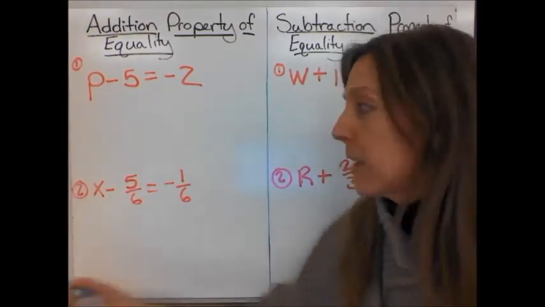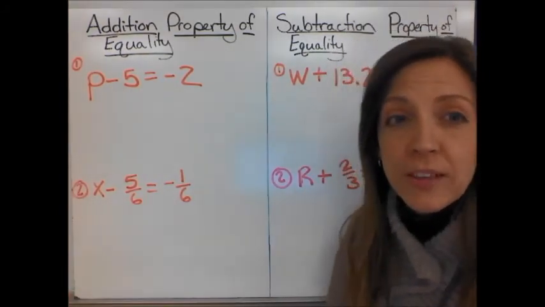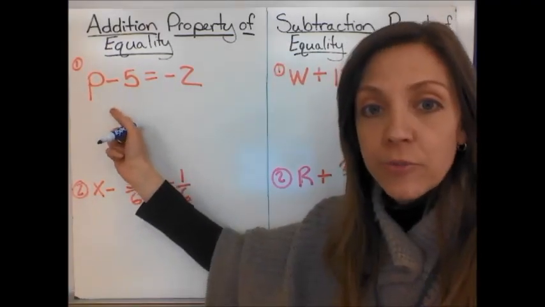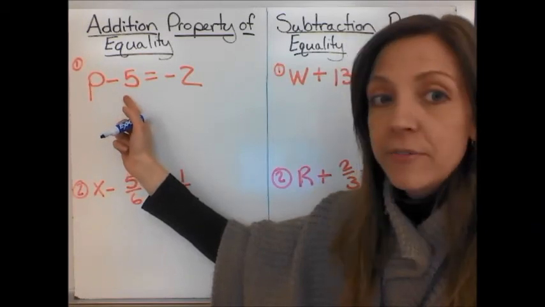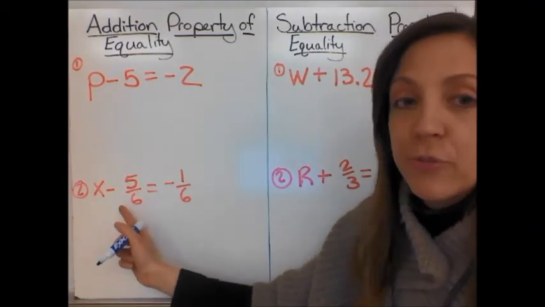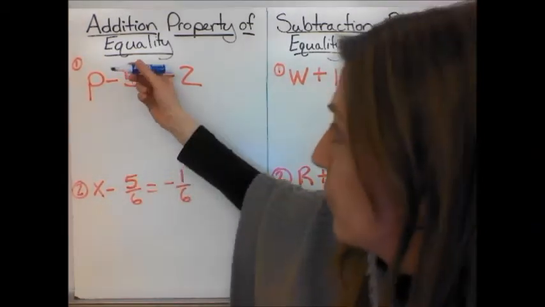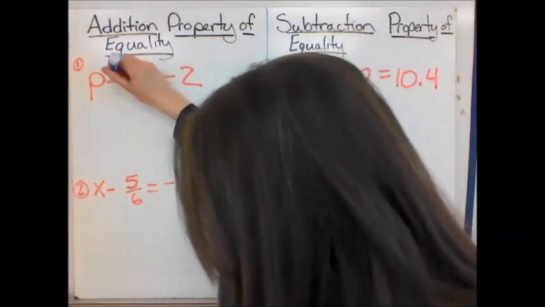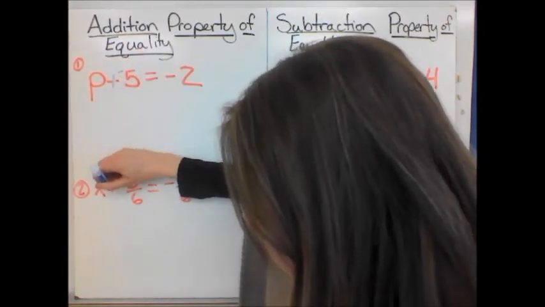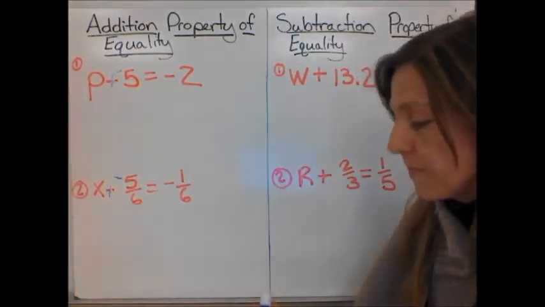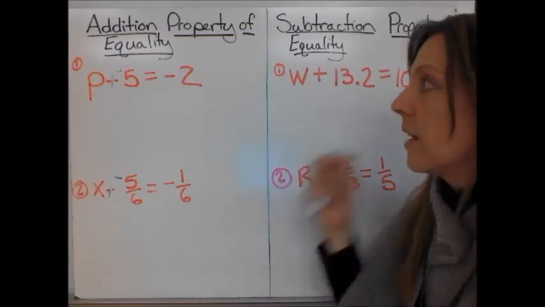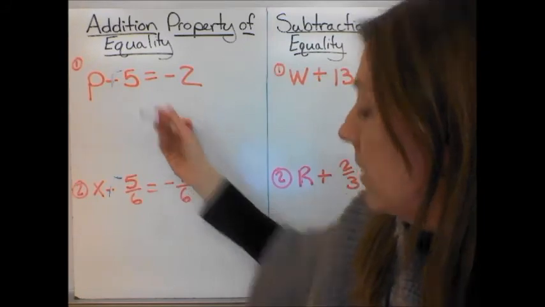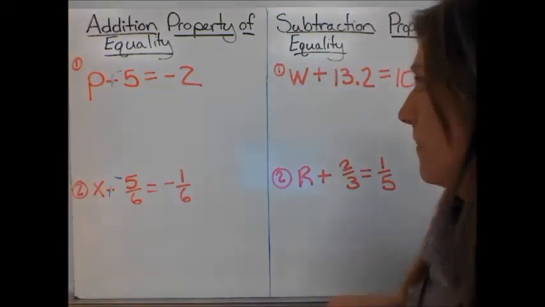Now, a question that I want you to be able to answer is, when will you use the addition property of equality? You're going to use it when you have subtraction in your equation, okay? So p minus 5, I'm going to always stay switch whenever I have subtraction. So I'm going to go ahead and switch both of these to plus a negative, plus a negative, okay? And what's the opposite of taking 5? Adding 5. So I'm going to add 5 to both sides.